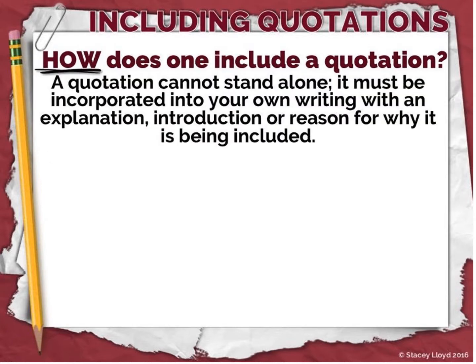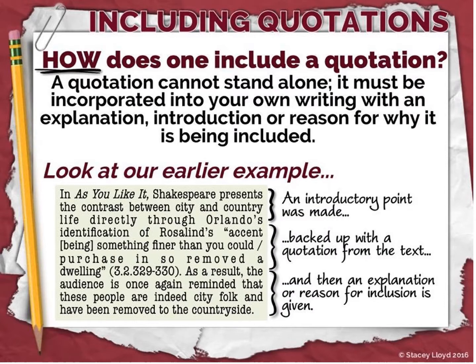It can't stand alone. It must be incorporated into your own writing with an explanation, introduction, or reason why it is being included. And this is what we call quote integration. Here's your earlier example. In the first sentence, you have an introductory point about the difference between city and country life. It's backed up by a quotation from the text, and then an explanation or reason for inclusion is given. As a result, the audience is once again reminded that these people are indeed city folk and have been removed to the countryside. That explains your main idea and how your quote supported it.